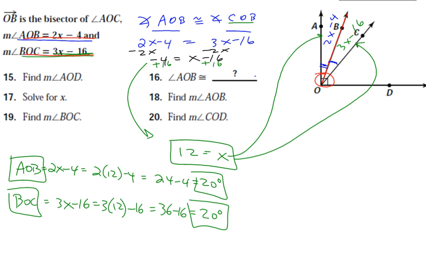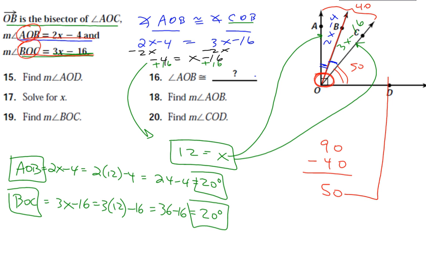It better be, because remember, OB is the bisector of AOC. So it better be true that these two angles, AOB and BOC, are congruent, and they are. Well, that means the sum of these is going to be 20 plus 20, which is 40, which means angle COD is now 50. How did I get 50? Remember, angle AOD is a right angle. That's 90 degrees. And if I subtract 40 from 90, I get 50. And that's how you get 50 degrees.